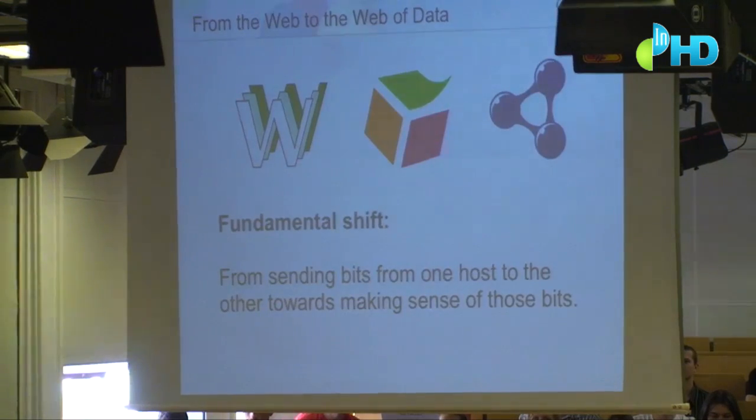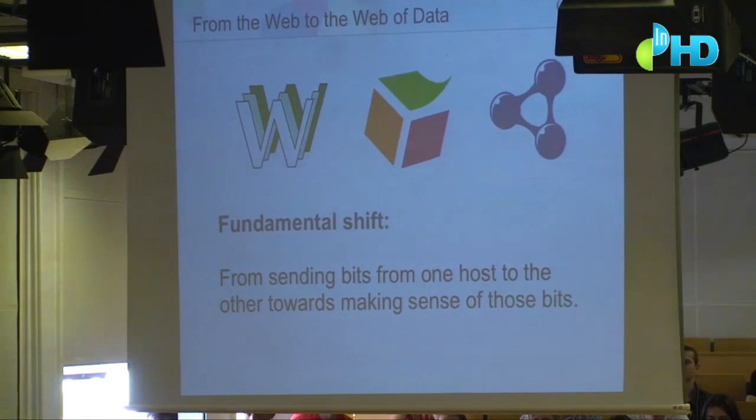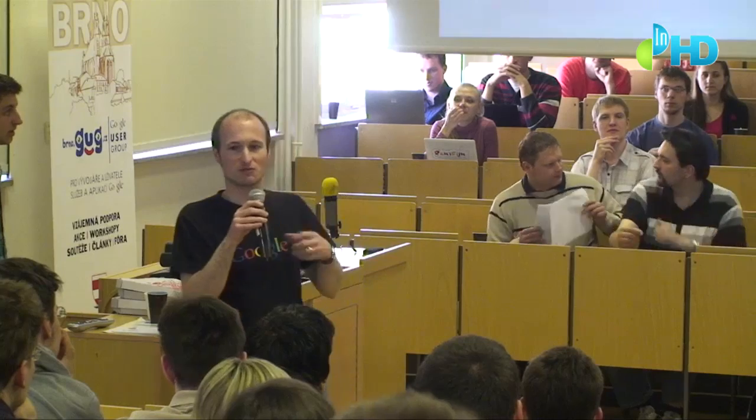Yeah, so we are currently experiencing this fundamental shift on the web. The web is the big W that you can see, www. This is the original logo of the World Wide Web. In the World Wide Web we had this idea of different hosts and bits that get sent from one host to the other. Now with the semantic web, which is this funny cube and the three balls connected, a graph with nodes, these bits suddenly get a meaning. So it's not just sending bits from host to host, but bits with a meaning from host to host.